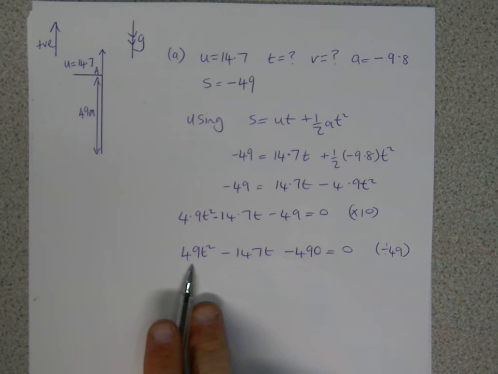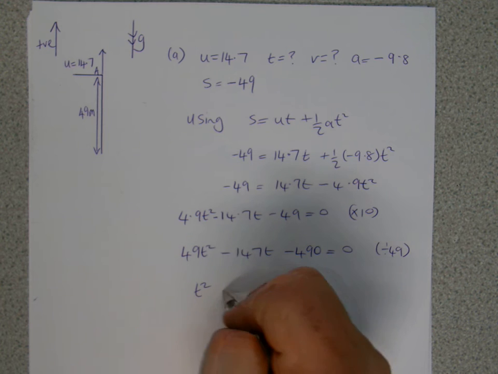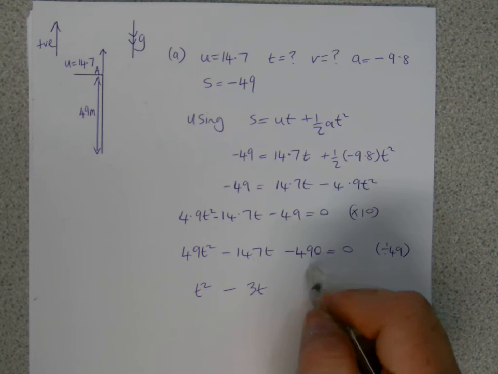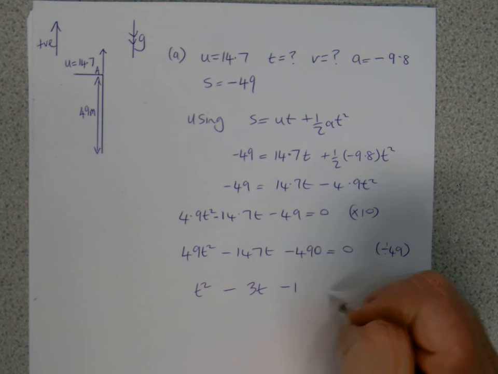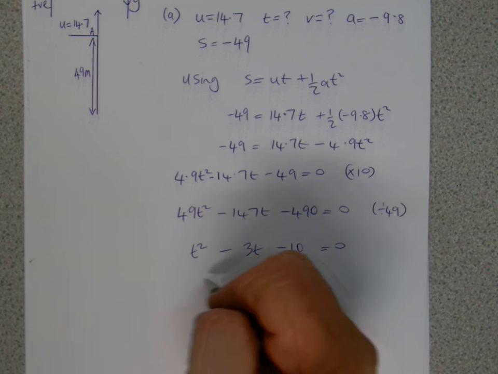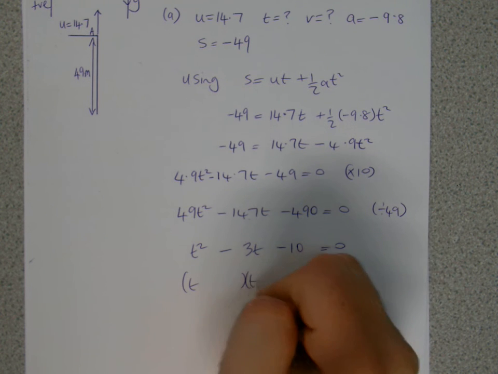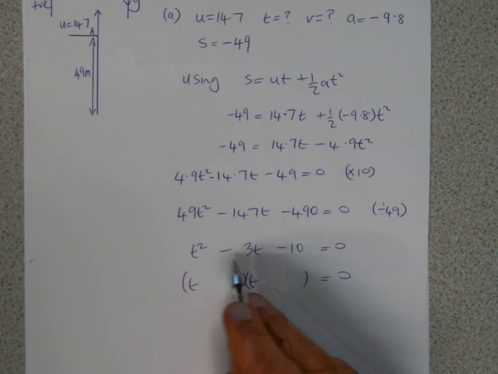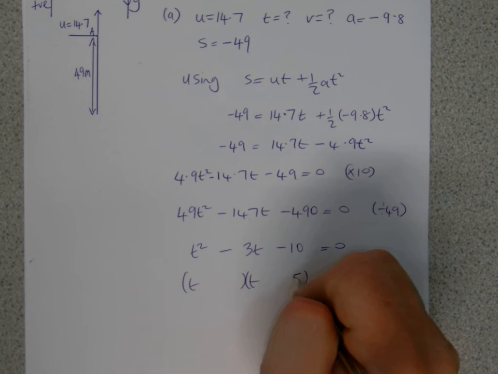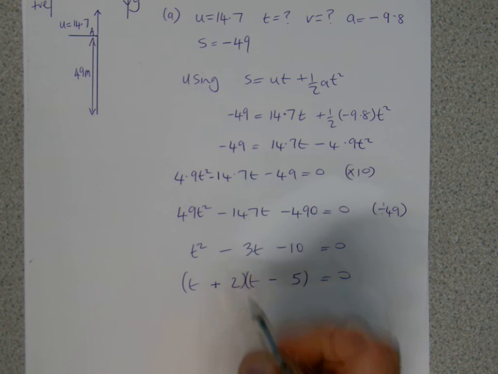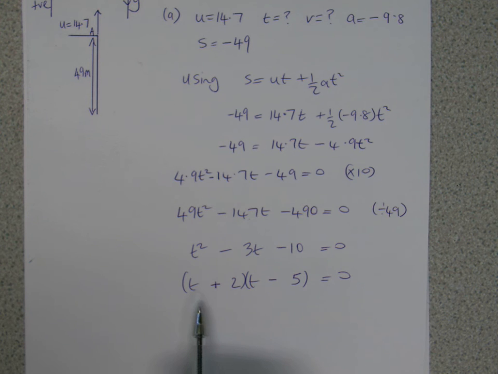So we divide that by 49, you get 1, so that'll be t squared. You divide that by 49, you get 3, exactly. You divide that by 49, you get 10, okay? Equals 0. So then it's much simpler. Two brackets, two numbers that multiply to give minus 10, add up to give minus 3. So 5 and 2. I think that's going to be a minus, and that's going to be a plus. Okay, that would work out for me then.